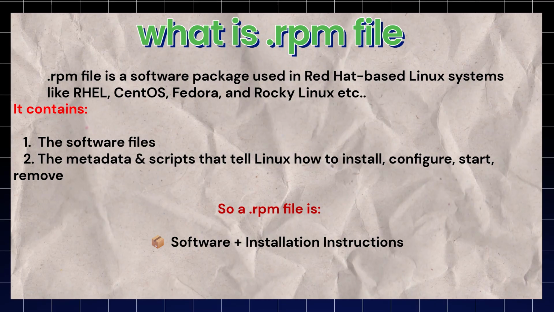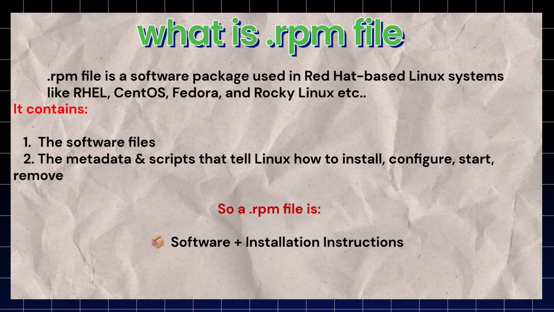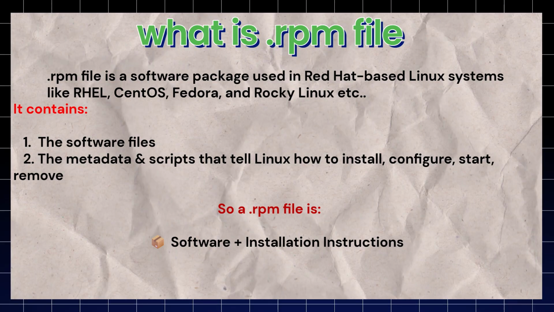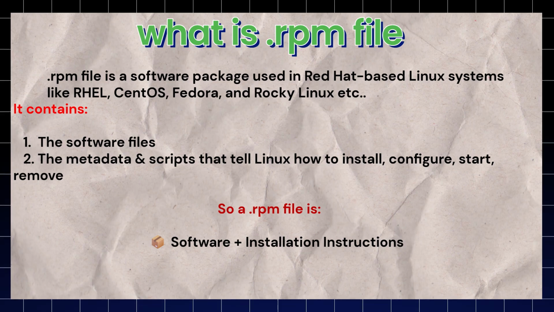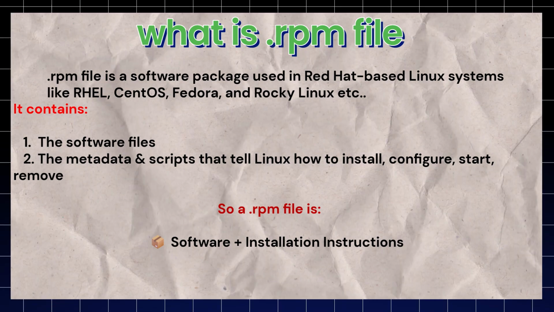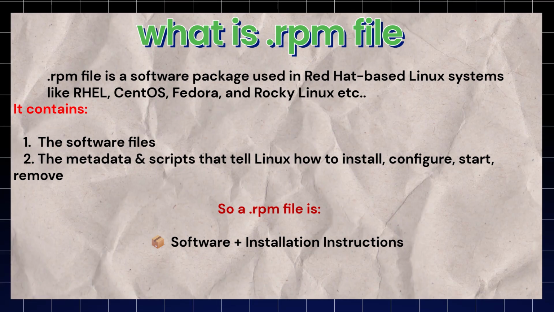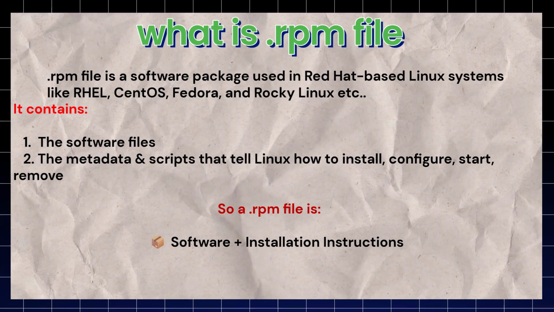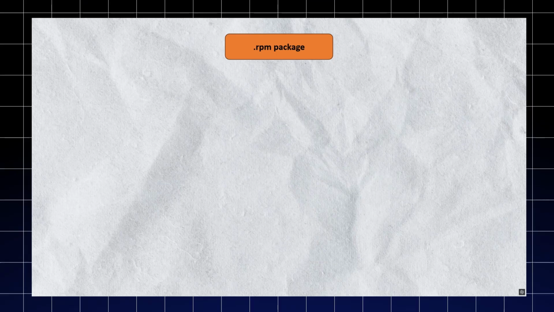So instead of just copying files, Linux follows clear instructions during installation. That's why we can describe an .rpm file like this: software plus installation instructions. And that's what makes .rpm packages smart, reliable, and easy to manage on Red Hat-based Linux systems.